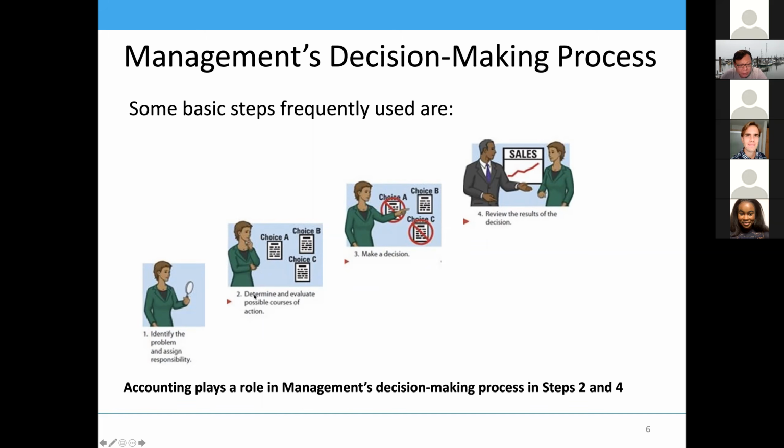And accounting plays a role in step 2 and step 4. So you probably want to put out some information to do some calculations to see which of the choices A, B, C give you more money, promise you better financial results. So step 2 is more like forecasting, and you are comparing the different alternatives. And step 4 is the verification. Once you have all the numbers, you can review the result, see if it turned out the way you predicted. Does this make sense?